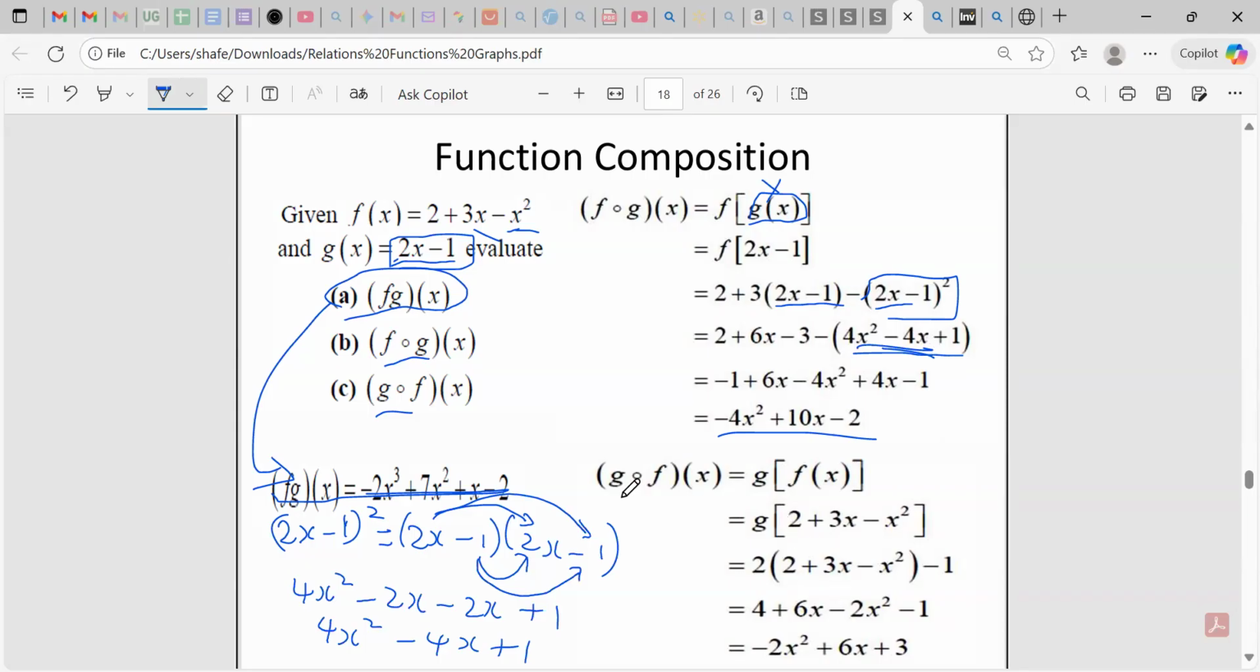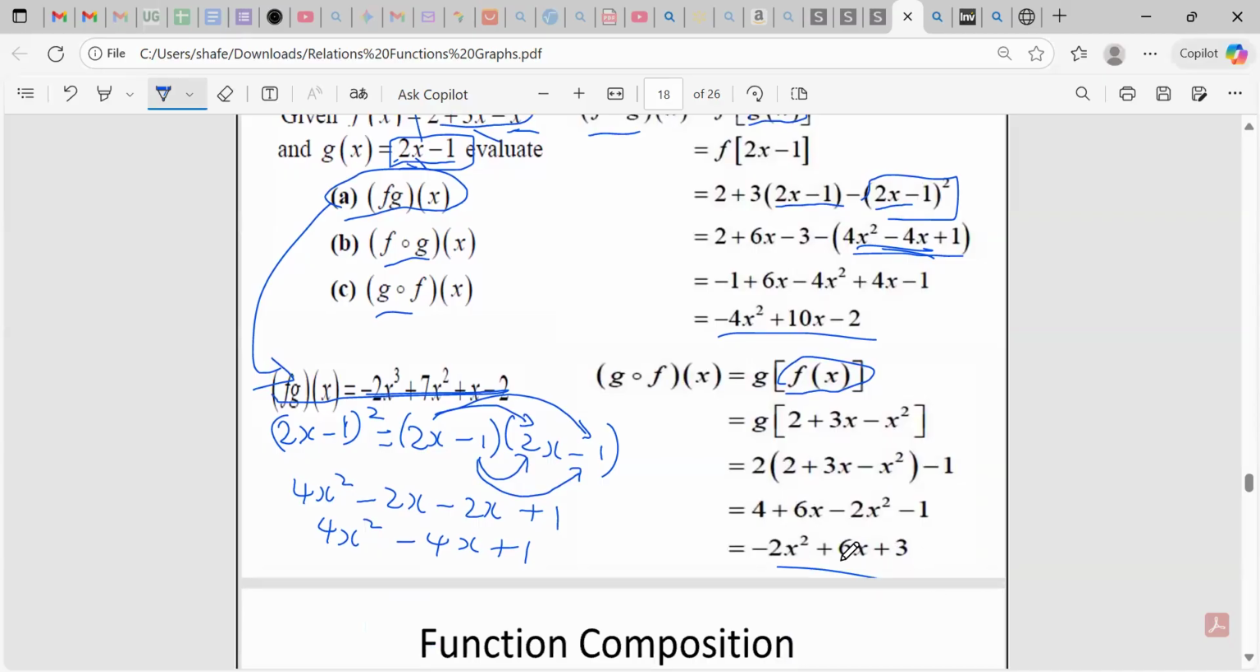Now, that's the composite of f and g. In other words, you're putting gx inside of fx. Now we're looking at the composite of g and f, which means you're putting fx wherever you see x in g. So we're taking this whole thing and putting it in the place of this x, and then we're removing the bracket. And you get that. And do you notice that this is not the same as that?